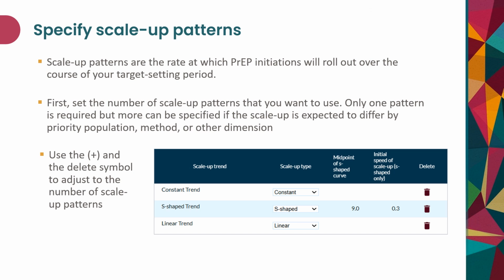Next, we want to specify the scale-up patterns, which represent the rate at which PrEP initiations will roll out over the course of your target setting period. First, we want to set the number of scale-up patterns you want to use. Only one pattern is required, but more can be specified if the scale-up is expected to differ by priority population, method, or other dimension. PrEP starts with 3 adjustable default patterns shown, and you can add up to 10 more by clicking on the plus symbol, and you can delete any that are not needed by clicking on the delete symbol.